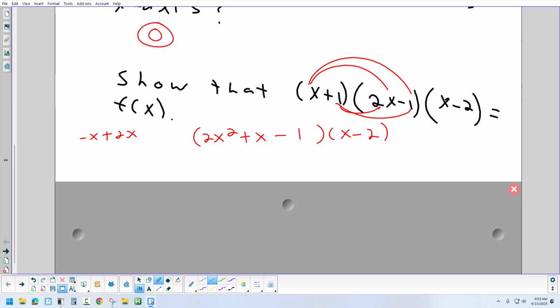Okay, so we've multiplied the first two together. Now we have to multiply that times x minus 2. So let's distribute one more time. Okay. Marin, how about 2x squared times x?